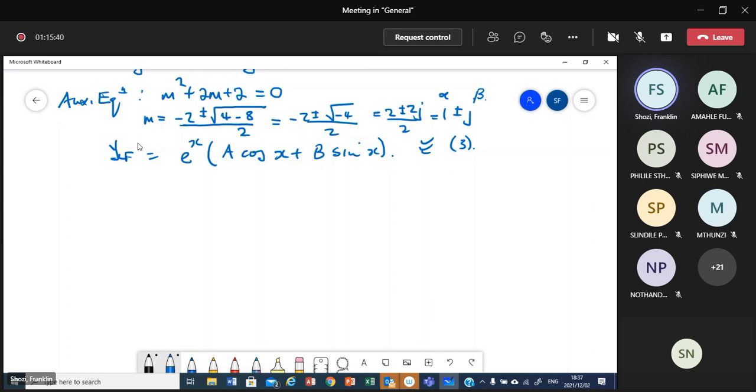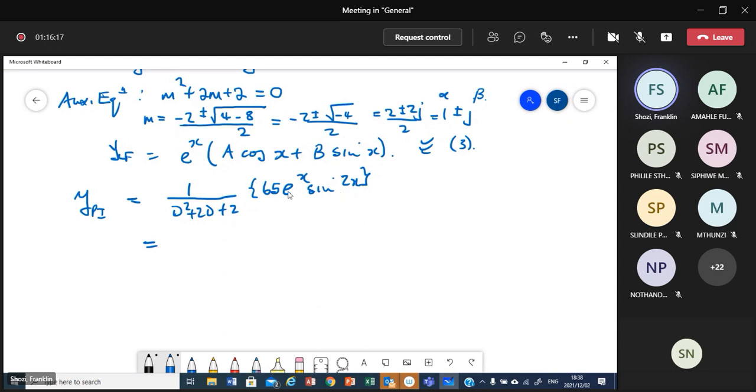Next, your YPI, which is always very important. YPI is where you solve for y. When you solve for y there, you will get 1 over d squared plus 2d plus 2 acting on 65 e to the power x sine 2x.